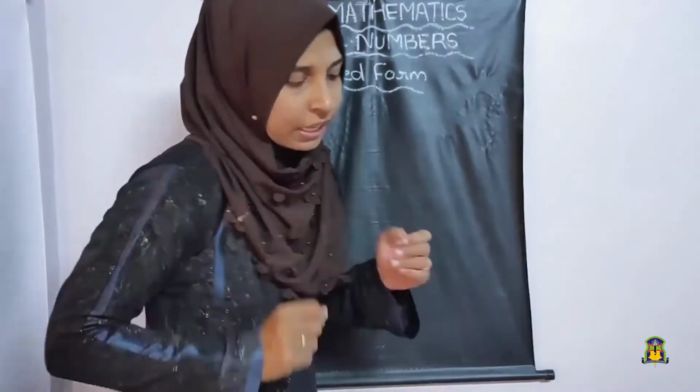Okay, so listen here children. Expanded form of a number means it is the sum of the place values of each digit in that number. Okay, so let's do one example, then the concept will be clear to you.